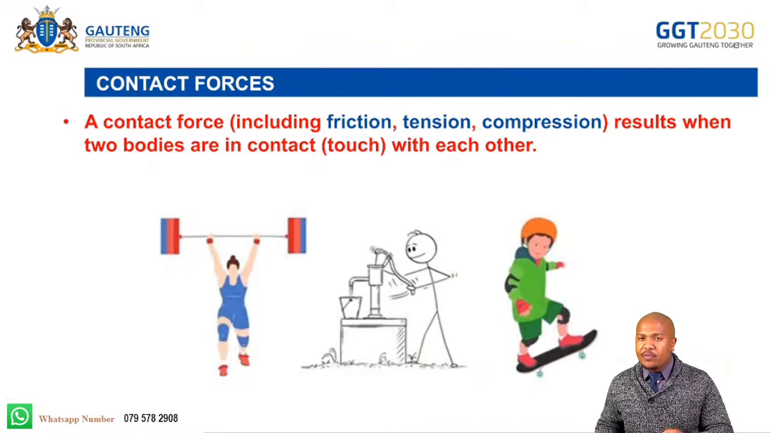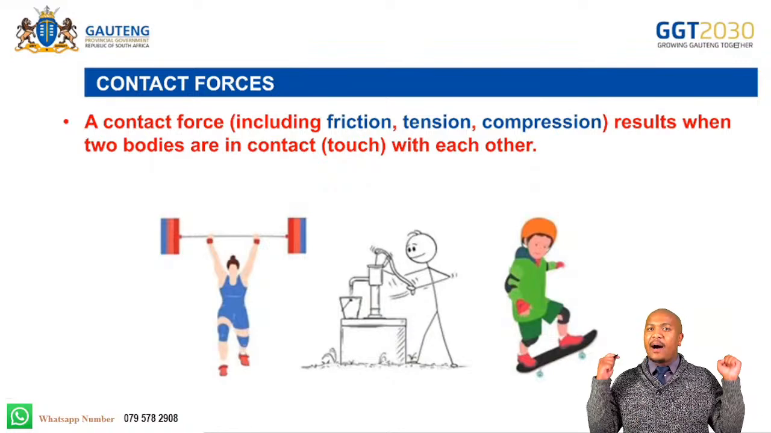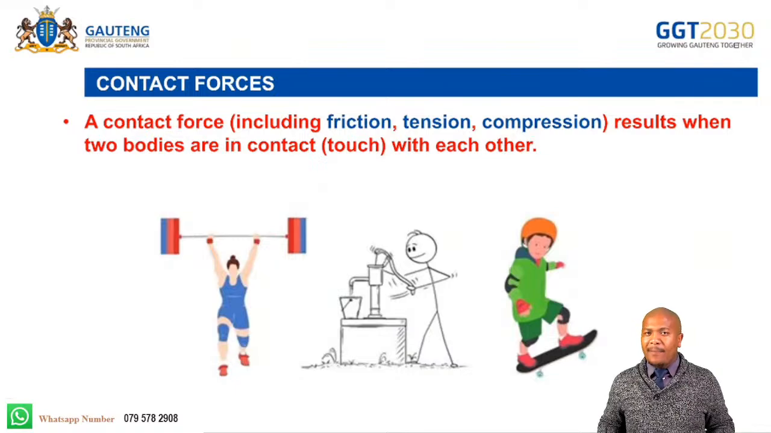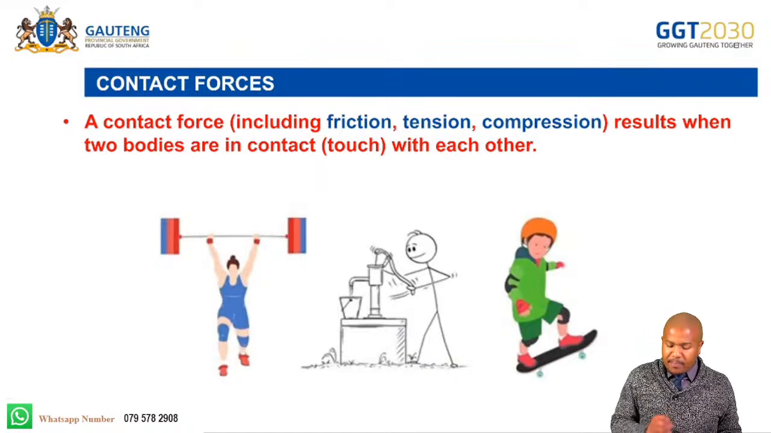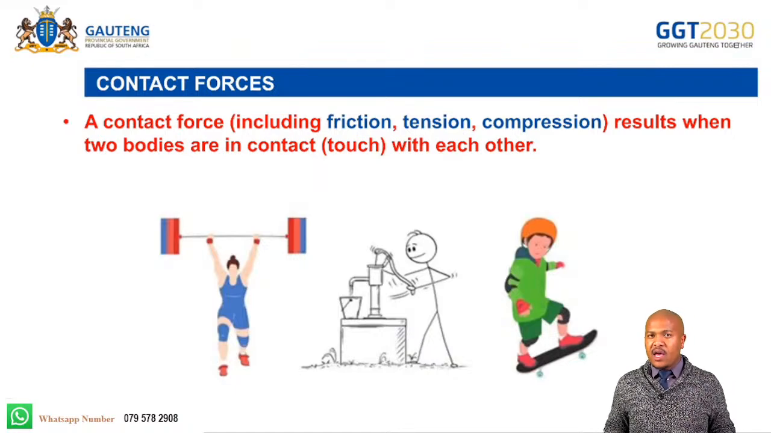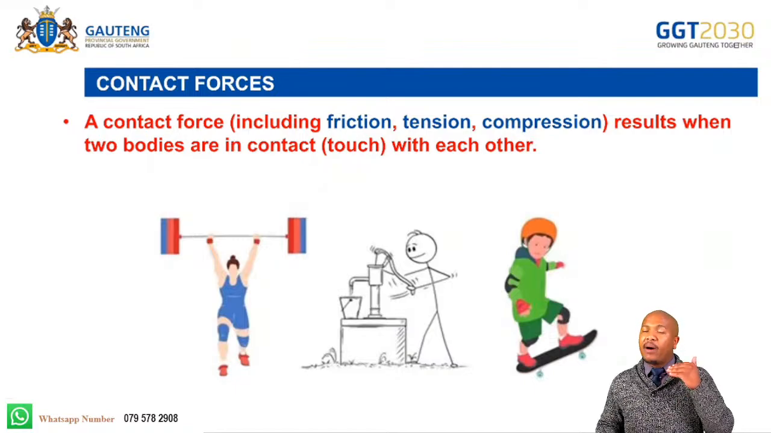For example, in order for you to be a bodybuilder or lift some weights, you need to touch what? The weights. You need to touch the weights and lift them up, whether you are pushing or pulling. But the fact of the matter is that you need to touch them. There needs to be contact between you and the weights in order for you to lift them up. If you are pumping water out of the borehole, you need to be able to touch the tap, hold it, and start pushing downwards so that you are able to pump the water out of the borehole.